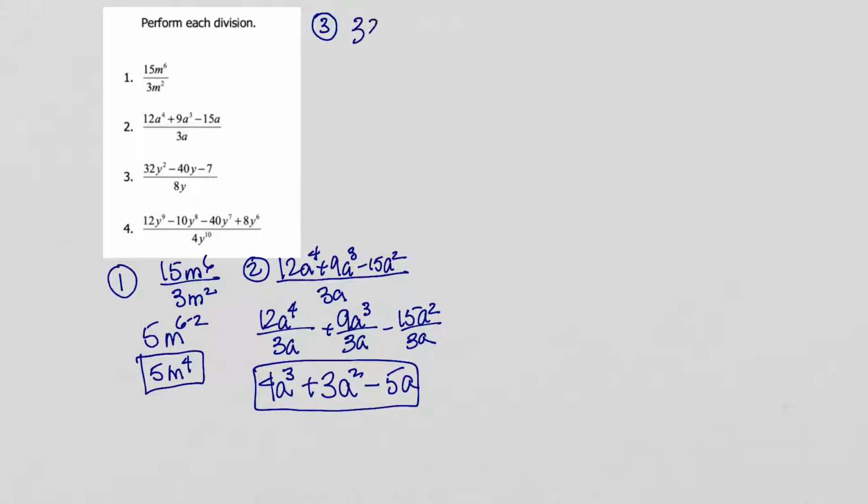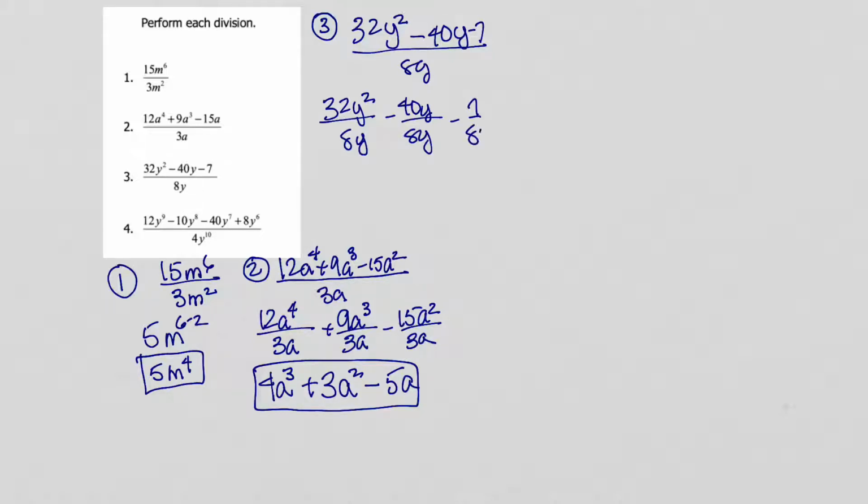We have 32y squared minus 40y minus 7. We're going to divide that by 8y. So let's break this up. 32y squared over 8y minus 40y over 8y minus 7 over 8y. Now, in the first term, 32 divided by 8 is 4, so we'll get a 4. And then y squared divided by y? Subtract exponents. 2 minus 1 is 1, so we'll get 4y minus.